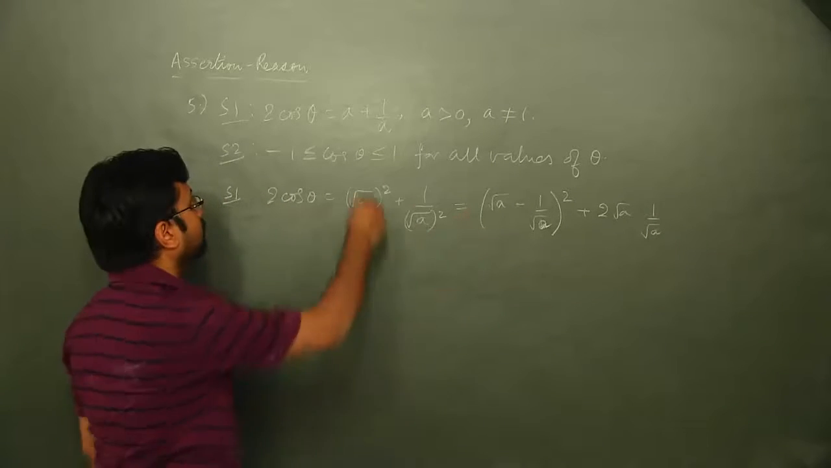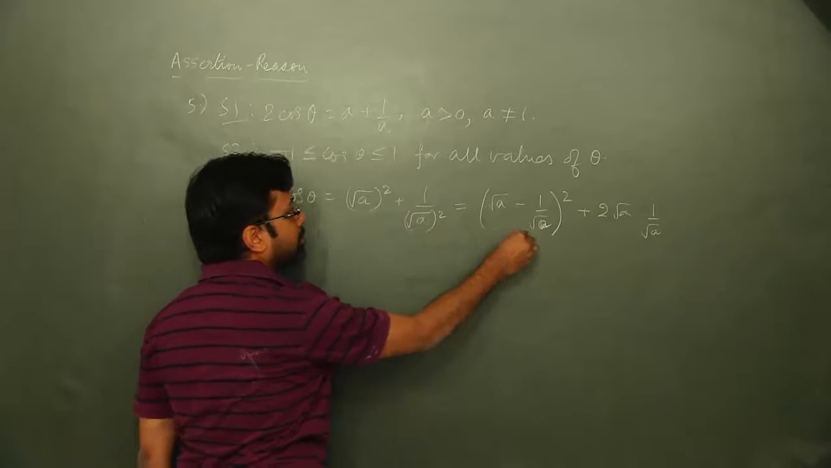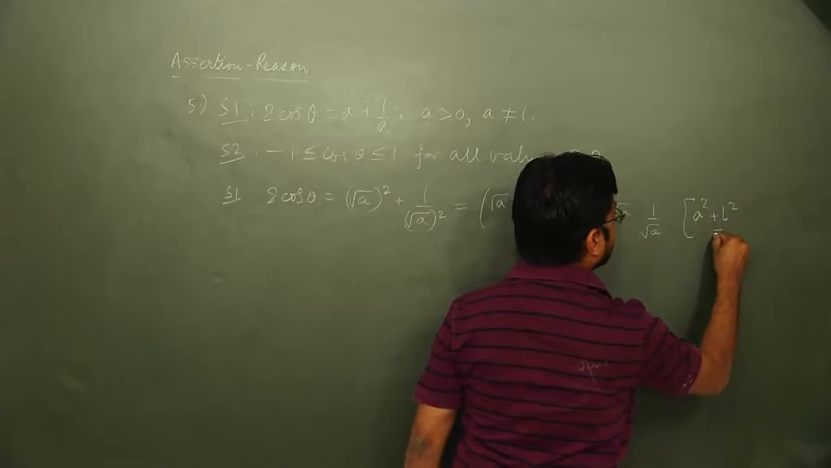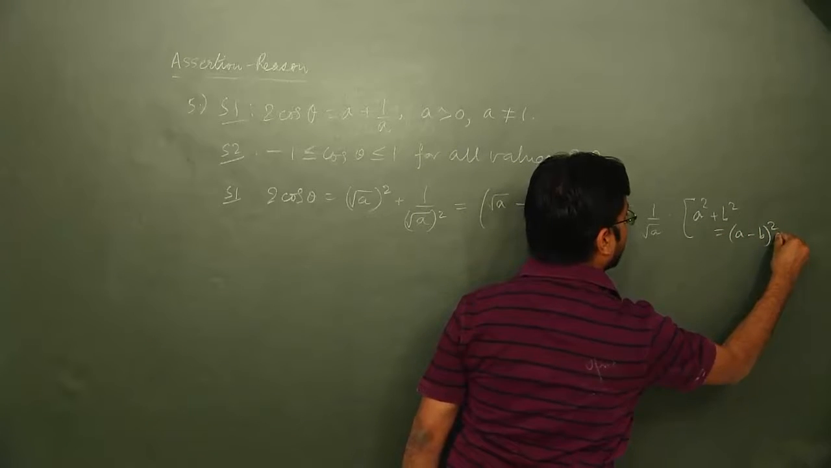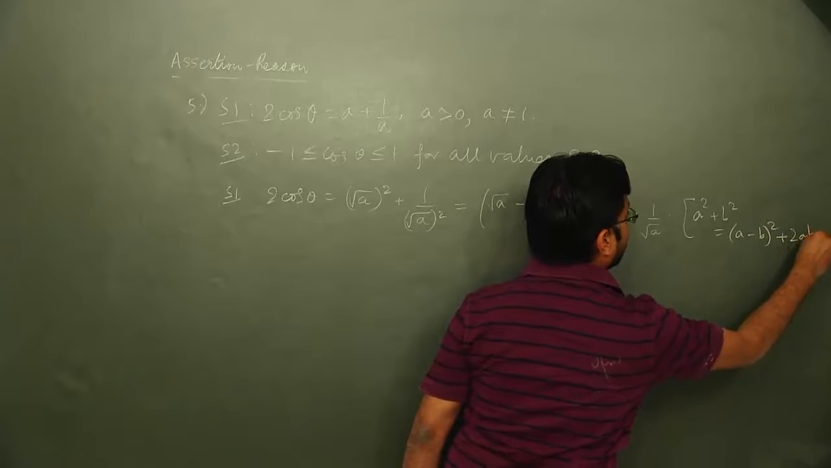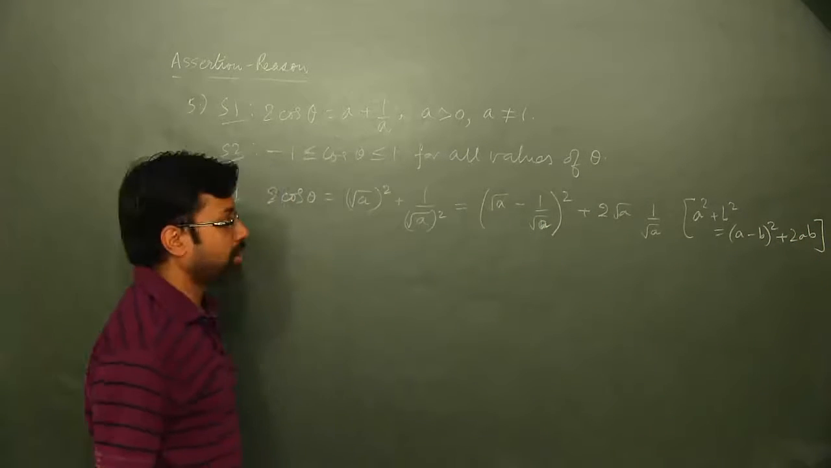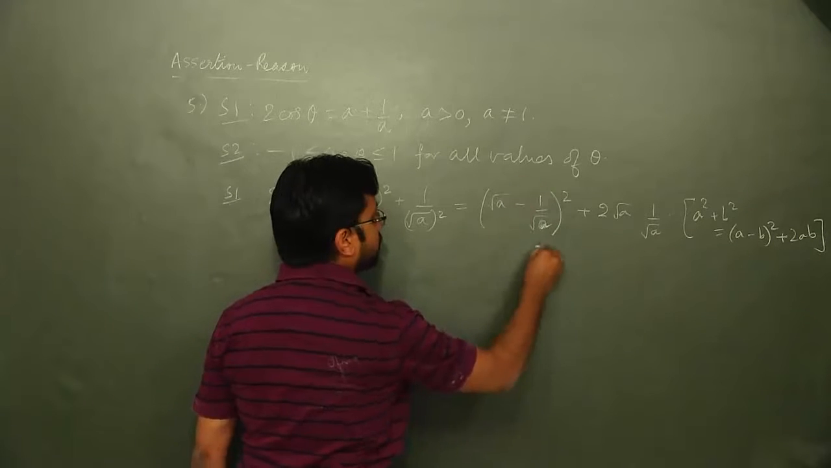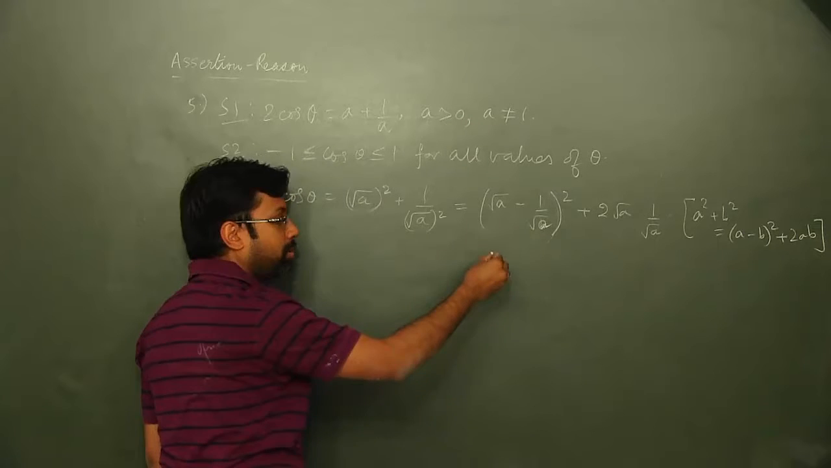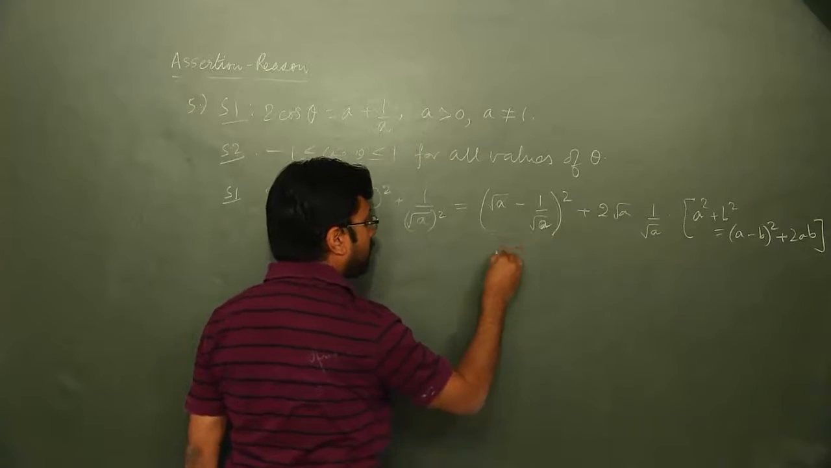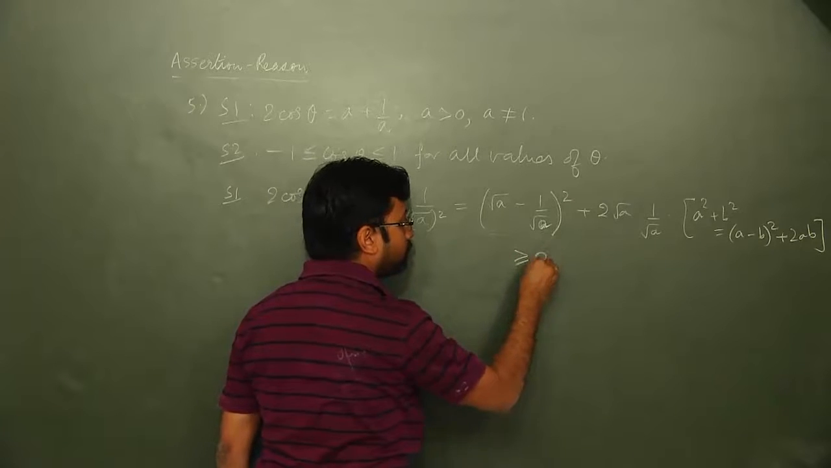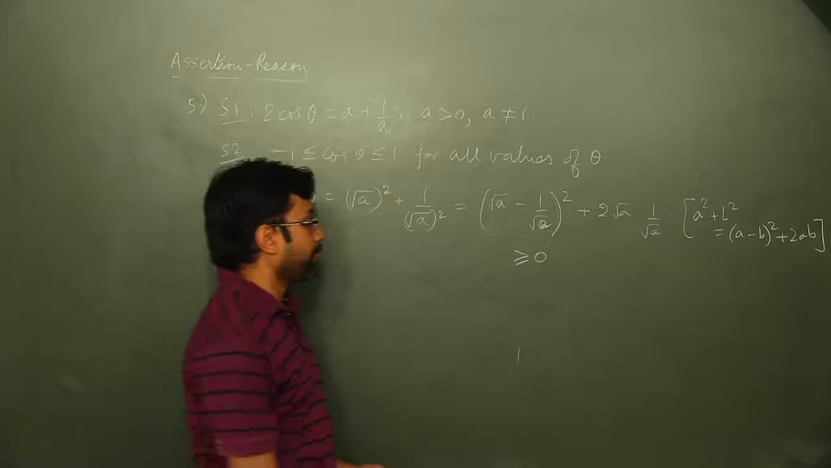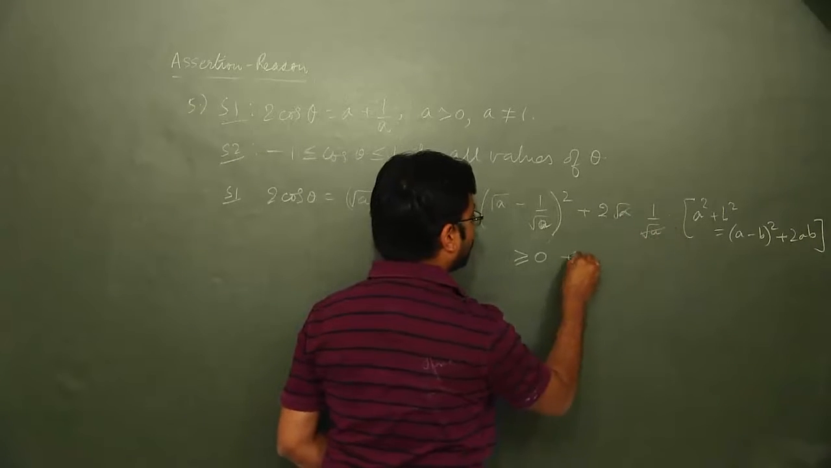Are these two the same? This can be written as this and this can be written as this. Why? We have used the relation a square plus b square is equal to a minus b whole square plus 2ab. Here a is root a and b is 1 by root a. Now this is a real number, right? a is greater than 0, that means a is a real number. So this real number square will always be greater than or equal to 0. The square of a real number has to be greater than or equal to 0. And this would cancel out and you have plus 2.